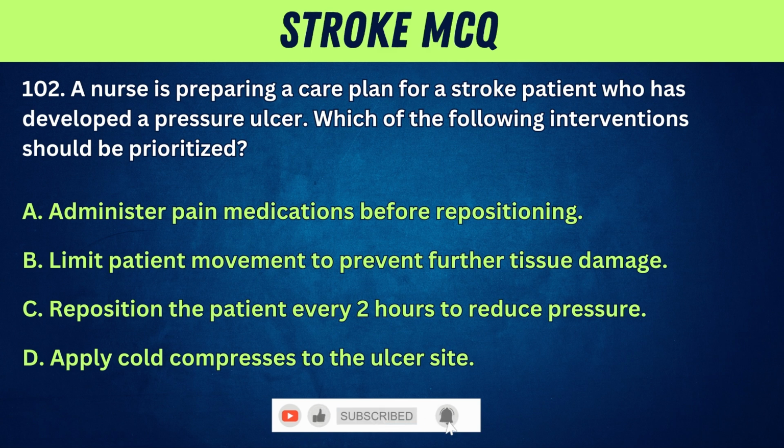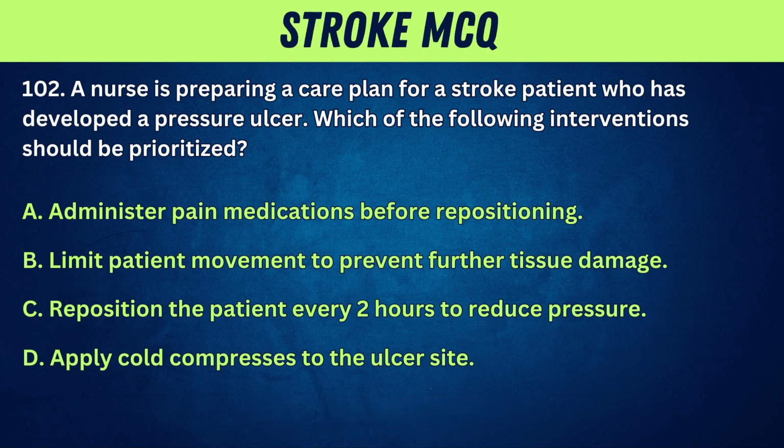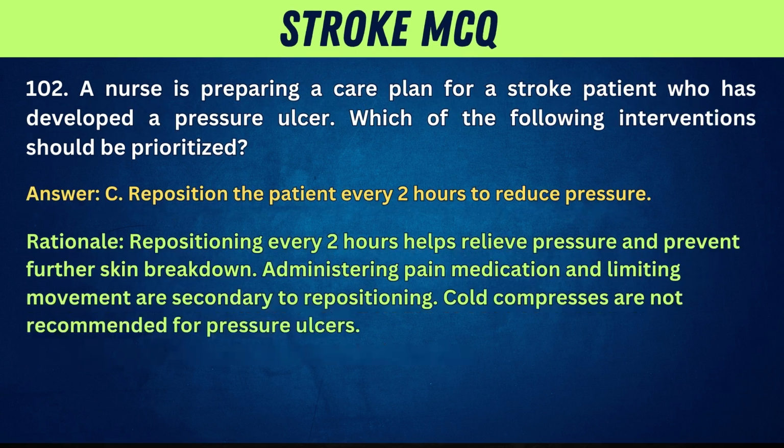Which of the following interventions should be prioritized? A. Administer pain medications before repositioning. B. Limit patient movement to prevent further tissue damage. C. Reposition the patient every 2 hours to reduce pressure. D. Apply cold compresses to the ulcer site.